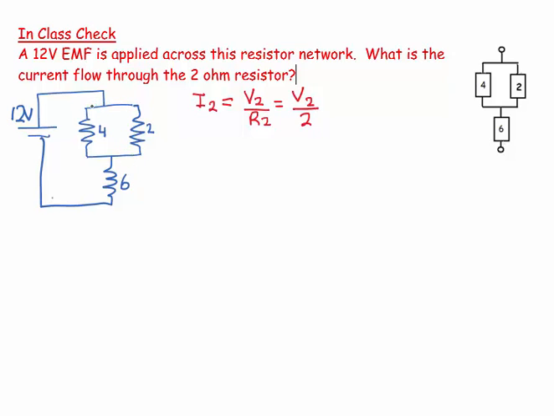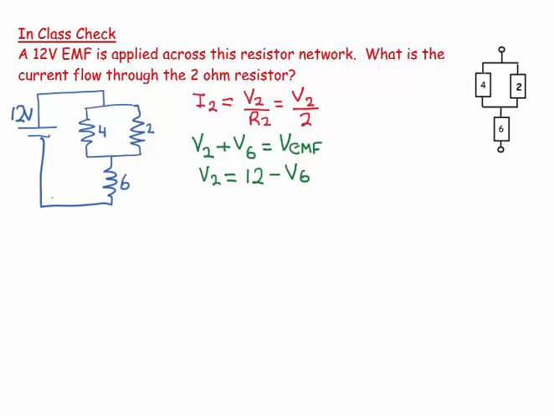But I do know that the voltage across the 2 ohm resistor is the same as the voltage across the 4 ohm resistor. And I do know that the voltage across the 2 ohm resistor added to the voltage across the 6 ohm resistor is the same as the EMF. So my second leg would be the voltage across the 2 plus the voltage across the 6 is equal to my EMF, VEMF. So I can say my voltage across the 2 is equal to the EMF, 12, minus V6.